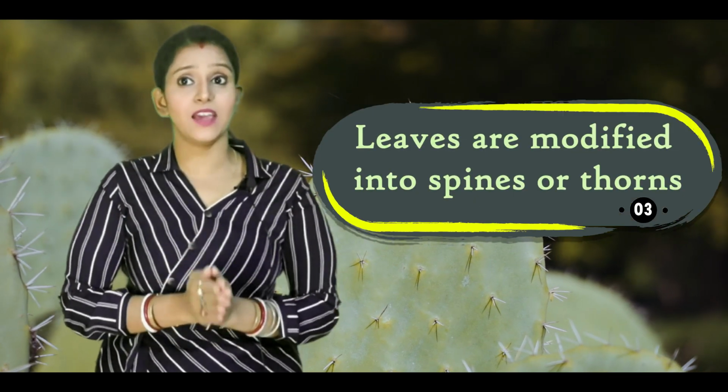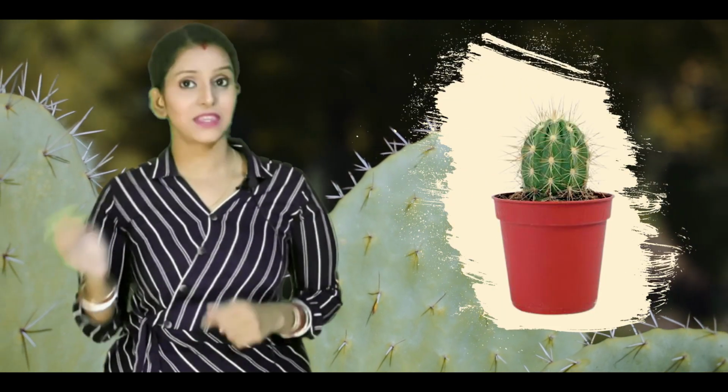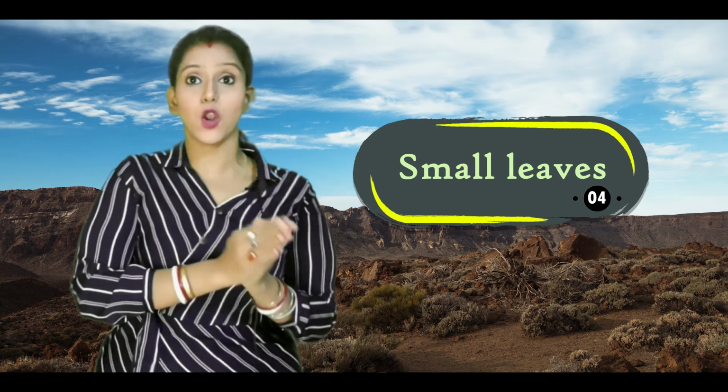Point number 3. Leaves are modified into spines or thorns to prevent loss of water by transpiration. For example, cactus. Point number 4. Some desert plants have small leaves to prevent loss of water. For example, bubble tree.